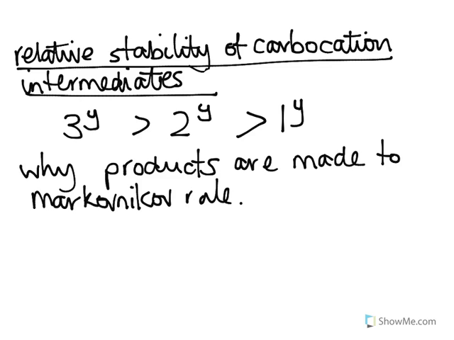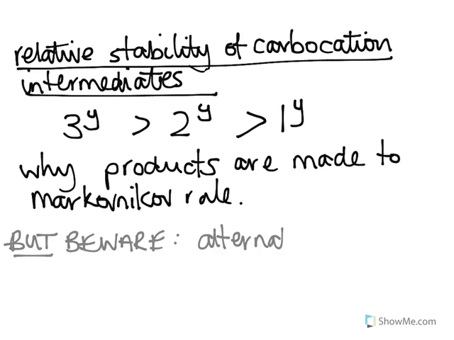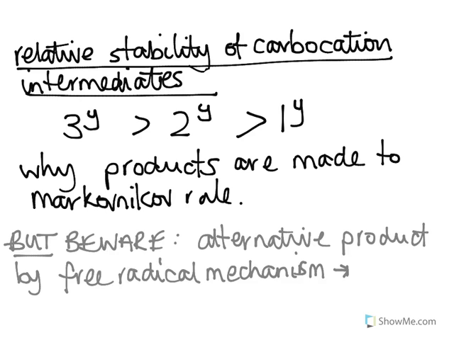So under normal conditions. And there is a but. Something that we should be aware of is the reaction conditions, because we can get the alternative product but by a different mechanism, and that would be free radical. And we tend to call that the anti-Markovnikov product. So it's the other one.